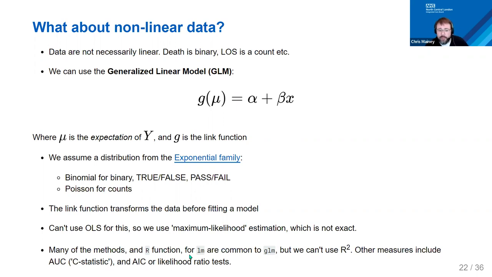And one of the ones that you can use with binary models is a thing called the AUC or C statistic, which is also called the area under the receiver operator characteristic curve, snappily titled. But if any of you've ever done any work around diagnostic testing and stuff, it's the same principle as that. But there's a bunch of other things as well. You could do statistical tests called likelihood ratio tests or AIC. So there are other things we can use to judge whether the model is good.